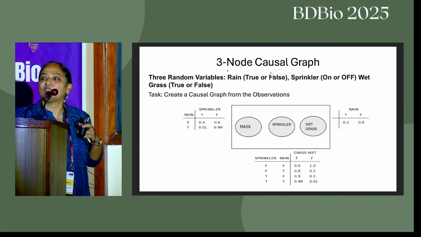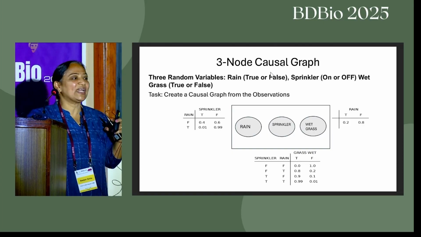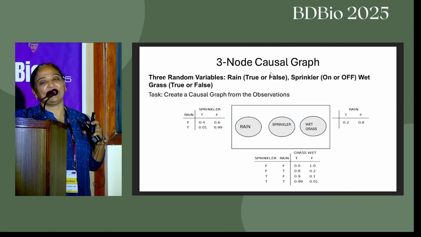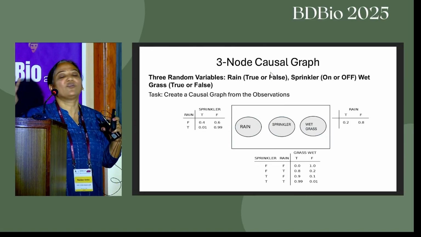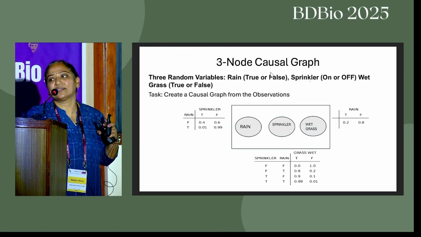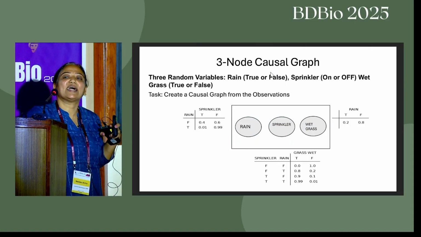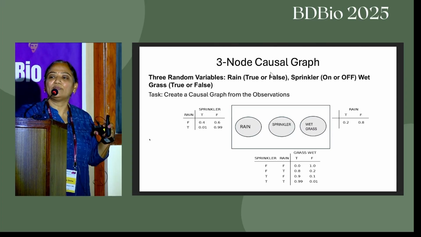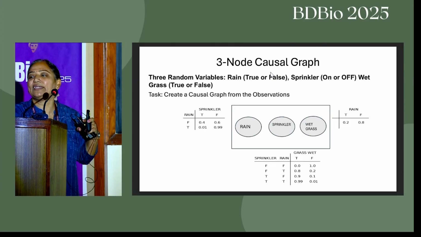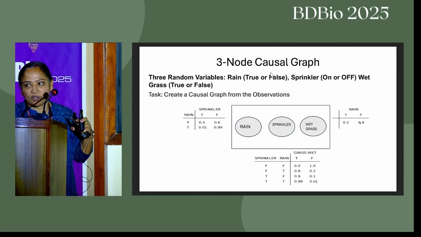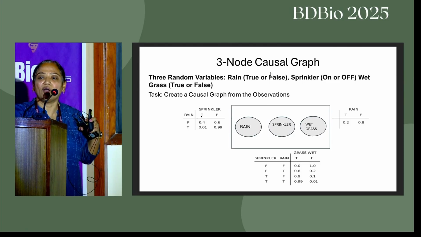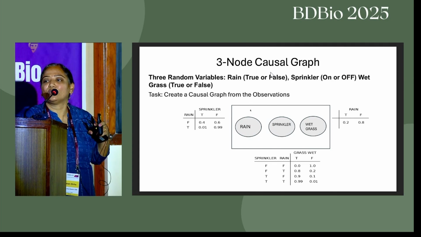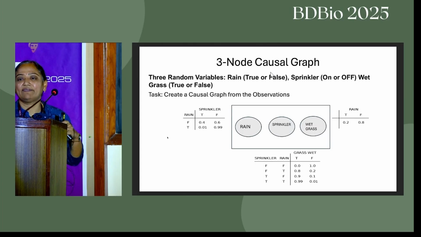Now a simple example of a 3-node causal graph. Anyone who's done causal graphs has seen this example before. There are 3 random variables: rain, sprinkler, wet grass. It's the simplest case because they can take only 2 values. It's either raining or not, sprinkler is either on or off, and grass is either wet or not. So I want to create a causal graph from the observations. From the observations, I can come up with these probability tables. The probability of rain, probability of no rain, probability of sprinkler on if rain, probability of sprinkler on if no rain, and so on, right? So these are the truth tables we have, the probability tables we have.